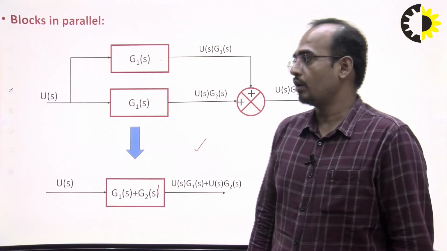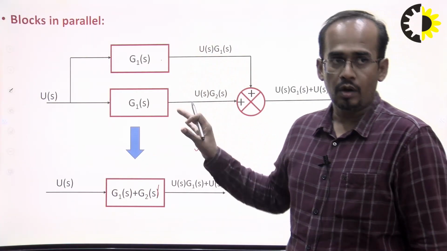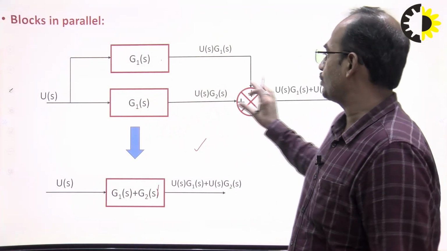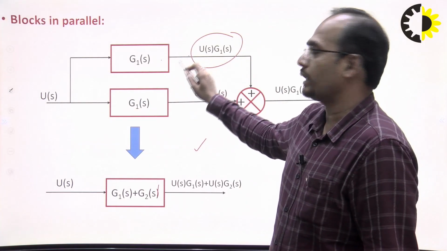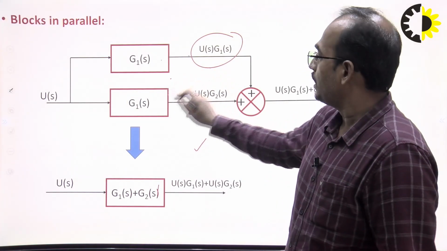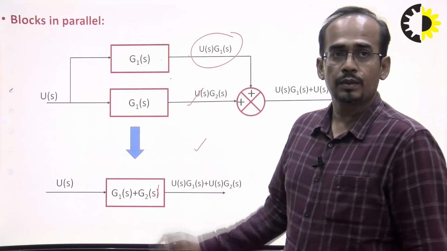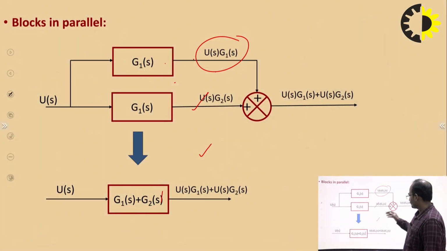So the overall output for the given block diagram: U(s) is the input, the output from block 1 is U(s) G1(s) and the output from block 2 is U(s) G2(s). So the resultant output is U(s) G1(s) plus U(s) G2(s).